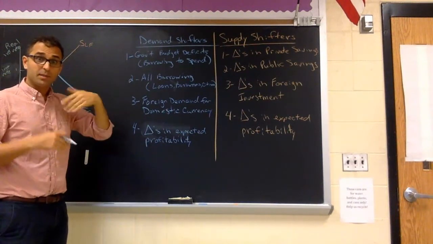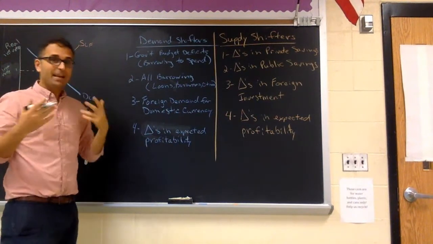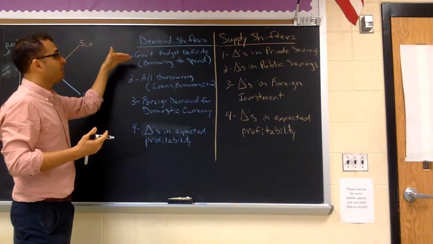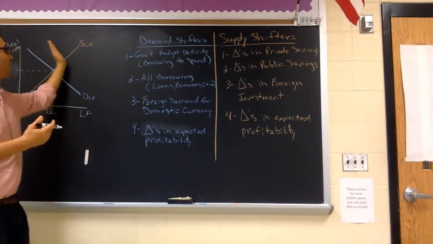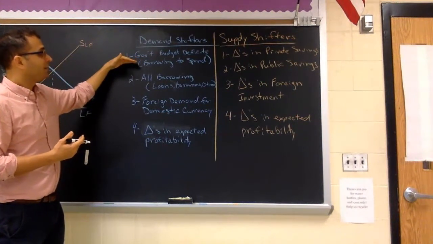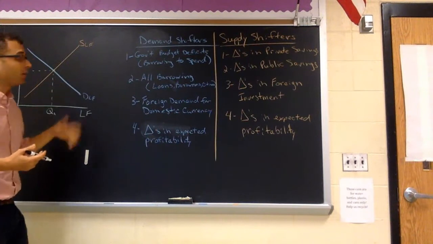If they borrow to spend money, a fiscal policy increasing spending, then they're going to get that money from somewhere. Where are they going to get it from? The loanable funds market. So demand for borrowing will increase. That creates a deficit. So if the government is borrowing, then demand will shift. If they're borrowing less, then demand will shift the other way.